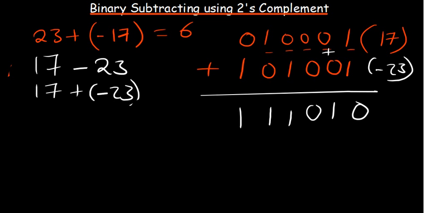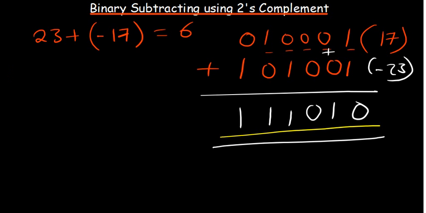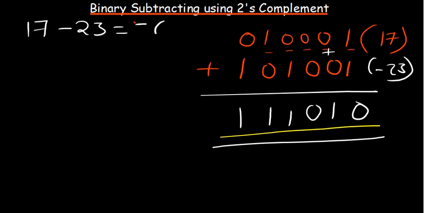Okay. Now remember, this is presenting a negative result, because if you look at 17 being subtracted by 23, our result is basically a negative 6, right? Which implies that this result is in 2's complement. So we want to convert it back to binary. How do you convert it to binary? So let me write the operation that we are performing: 17 minus 23, which is a negative 6.